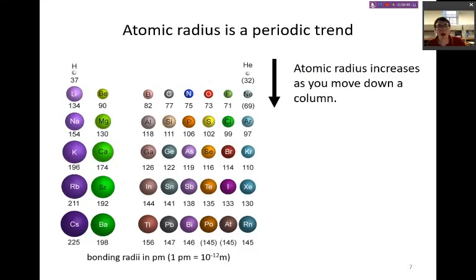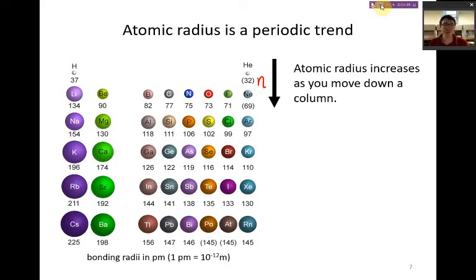So, how does the atomic radius vary throughout the periodic table? Well, one thing that we want to understand is that the radius increases as we move down a column. Remember that as we go down a column, we're increasing the number of shells. Because the number of shells is increasing, the element must be getting larger.